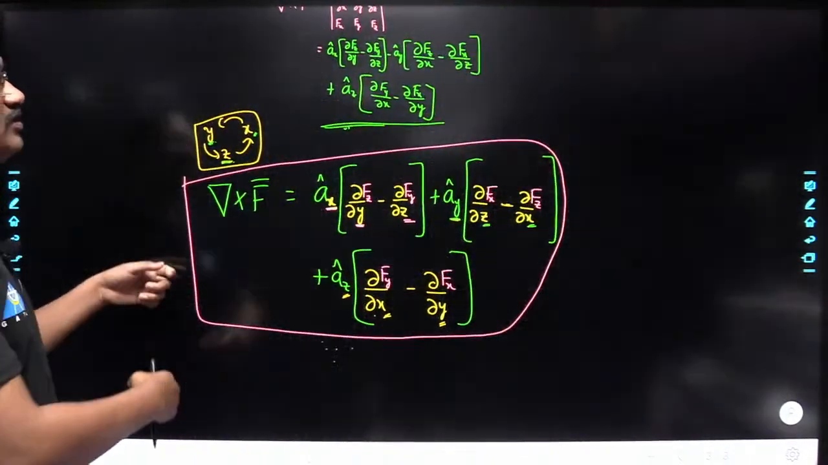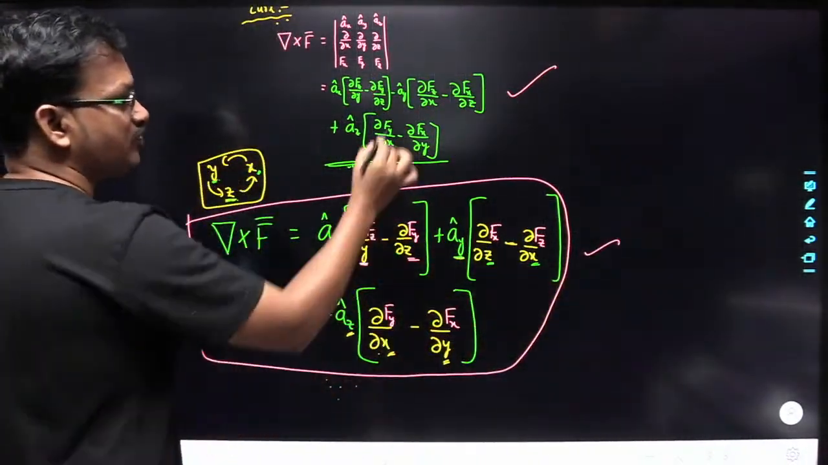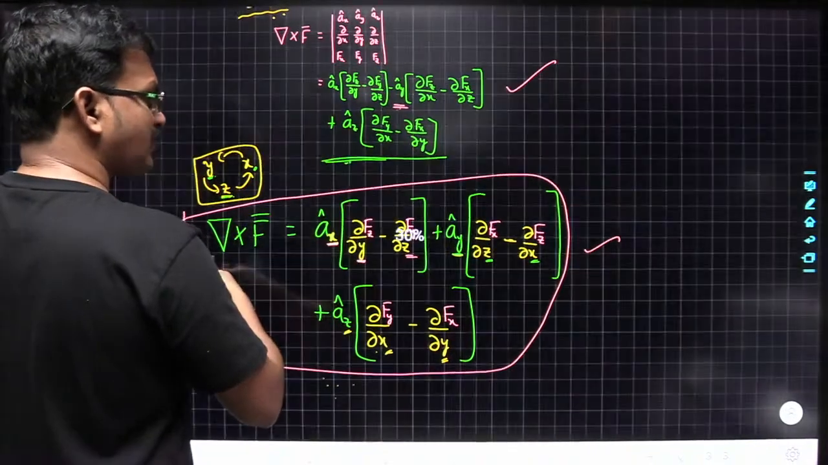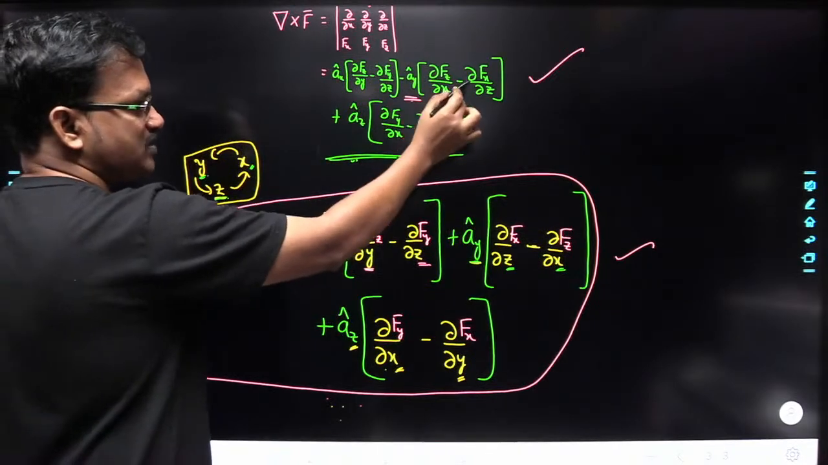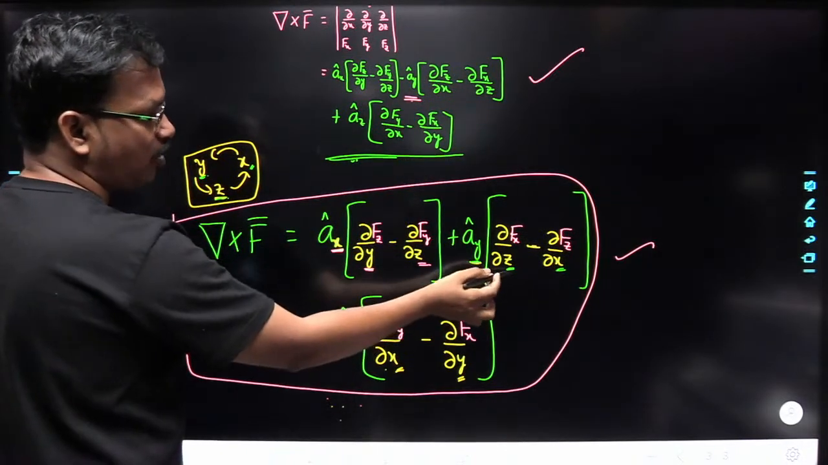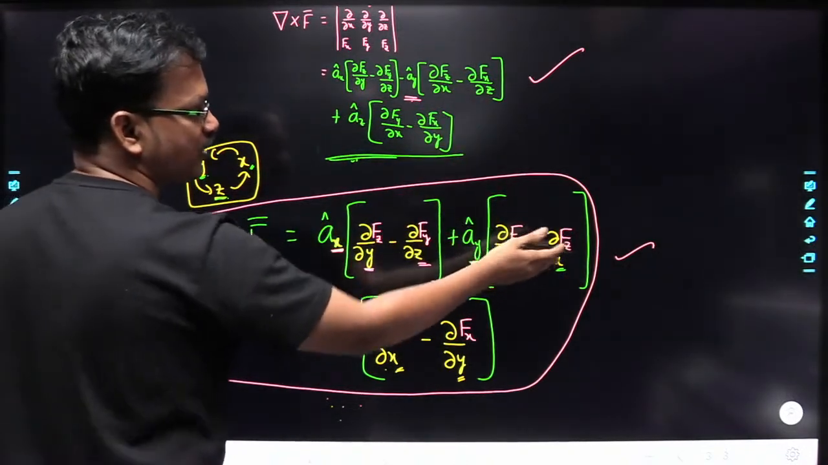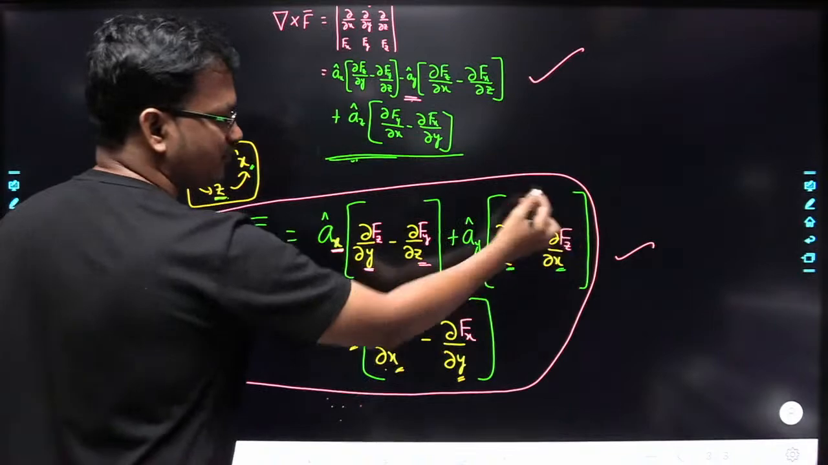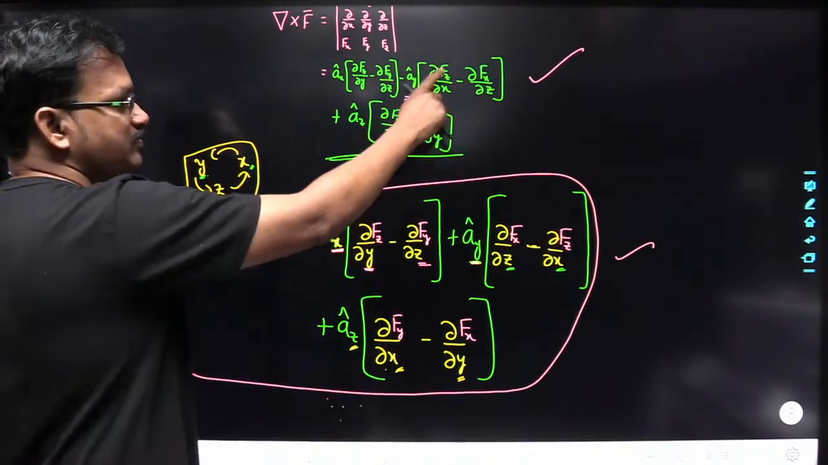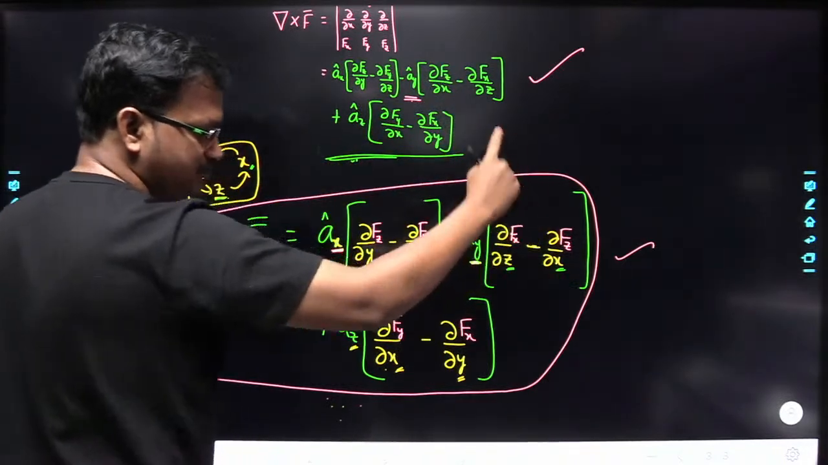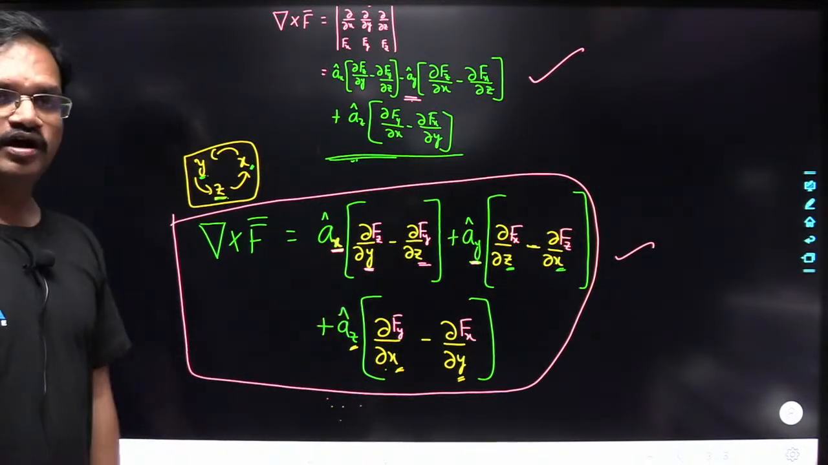See, if you observe this one and this one, both are the same here. Here you have written minus ay cap into dou fz by dou x minus dou fx by dou z. But here you have written plus ay cap into dou fx by dou z minus dou fz by dou x. So both these y component terms, here and here, are the same. Yes or no? If you multiply with minus here, you are going to get the same term. So in this manner you can write curl of f bar directly.